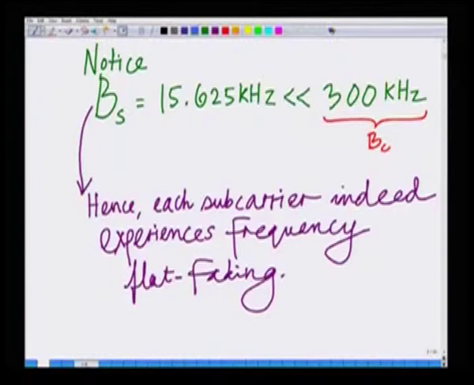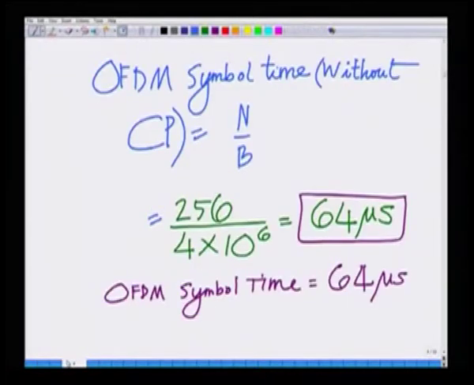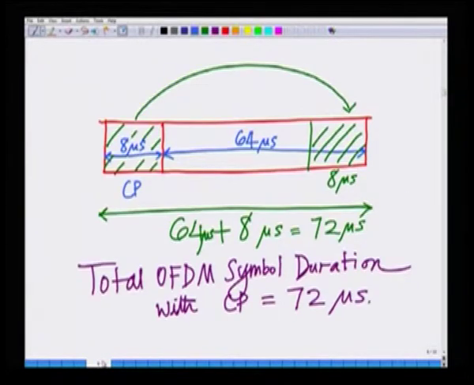We also saw from the specs that the useful symbol time without cyclic prefix is 64 microseconds in this WiMAX communication system, and the total OFDM symbol time, that is the information symbols plus 12.5% cyclic prefix, gives rise to 64 plus 8, that is 72 microseconds, as the total OFDM symbol time.